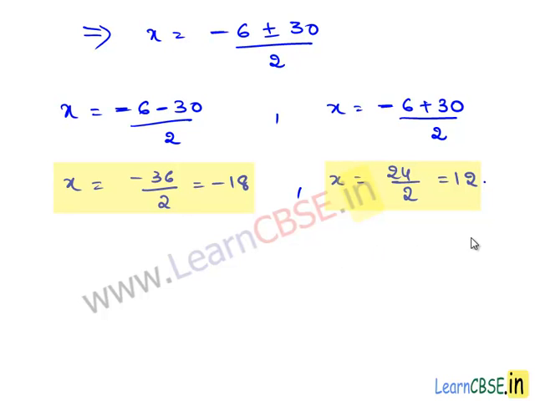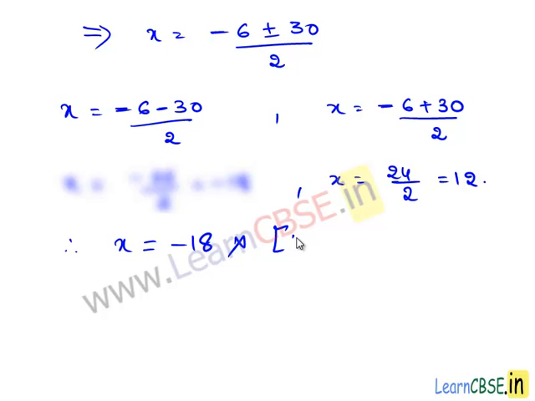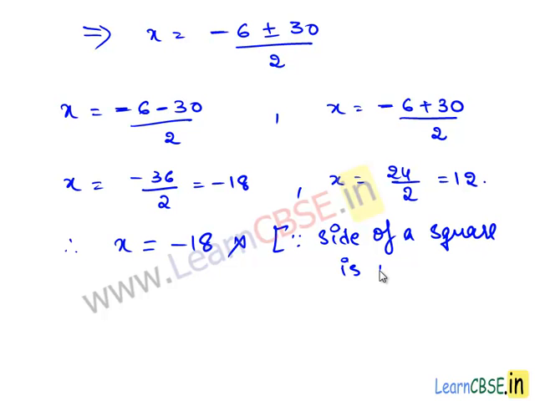Now we need to choose which value of x is best suited to our question. We have assumed that x is the side of a smaller square. A side of a square can never be negative. Therefore, x is equal to minus 18 is not considered, since side of a square is not negative.